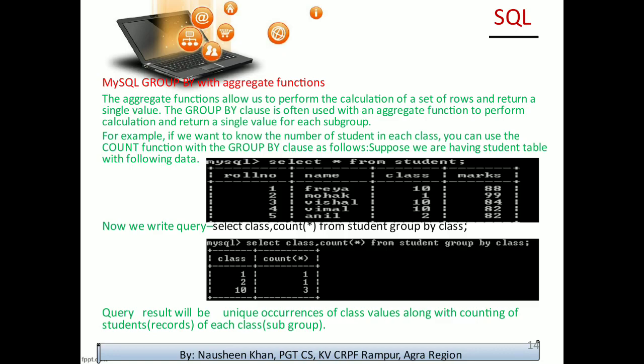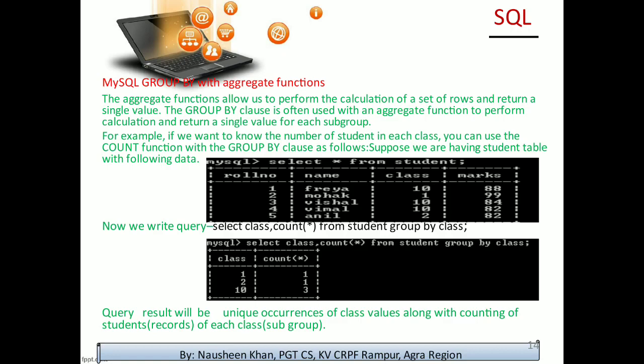Suppose we are taking the same student table with 4 columns: roll number, name, class and marks. Now I want to count the occurrences of those classes, that is, how many times that particular class is being repeated. So I will write the query: select class, comma, count asterisk from student group by class. The output will be first the class column and then count asterisk. It will count the number of classes. Why? Because at last we have written group by class.